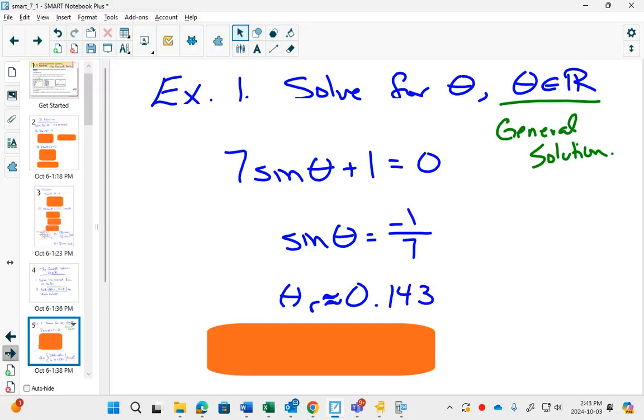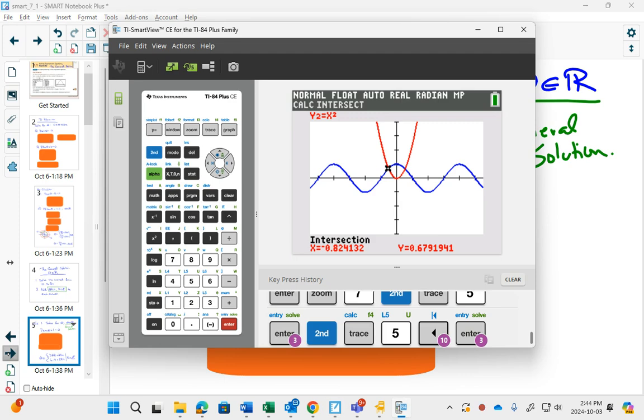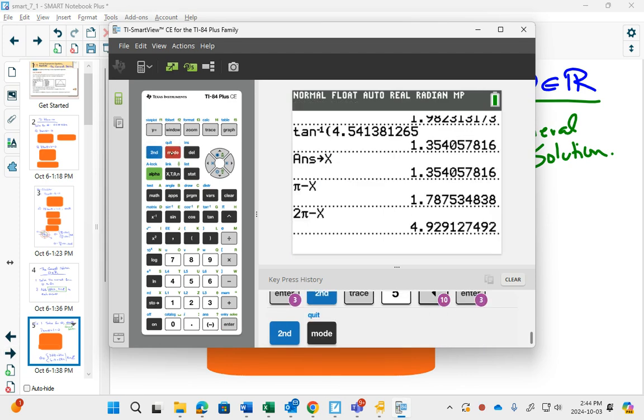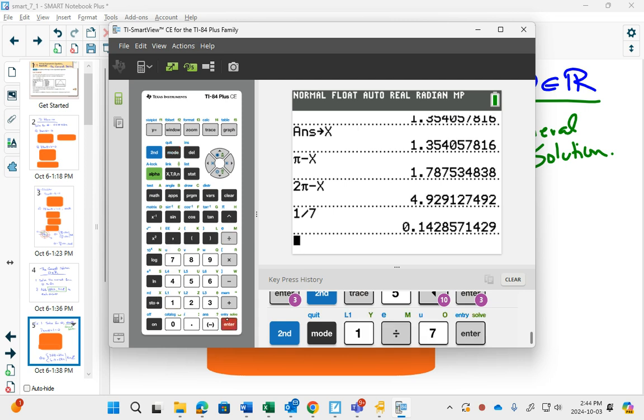And 1/7, my favorite fraction, by the way, is also 0.143, rounded to 3 decimal places. But they're not exactly the same. Like, if I go 1 divided by 7, I get 0.142857. If I do sine inverse of 1 divided by 7, I get 0.1433. Very close, but not the same.